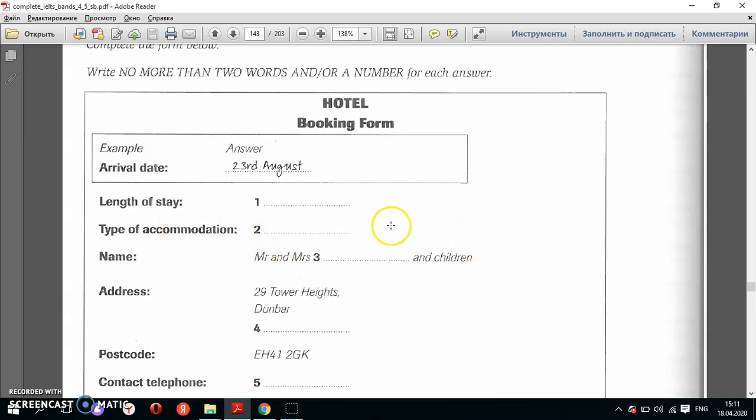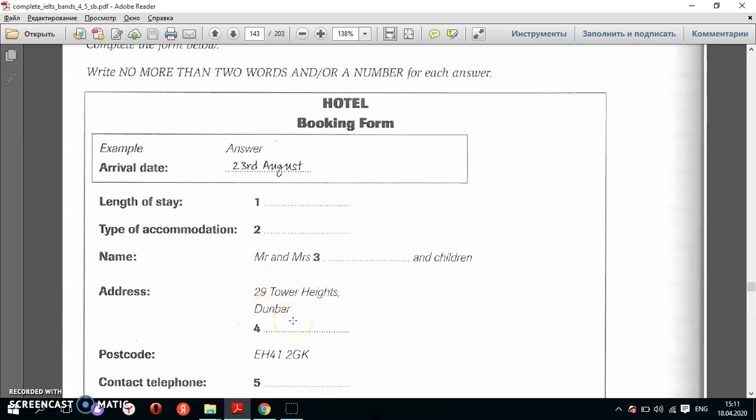Name. You have to find the family name of these people, Mr. and Mrs. Their surname you have to find, and children. Question 4. Address. You have to find the address. Pay attention. Half of the address has already been written for you. But most students, they don't pay attention.